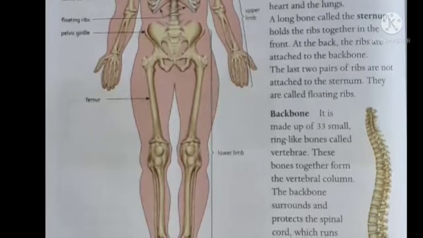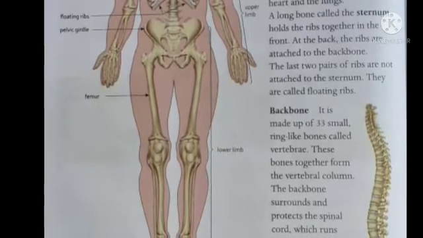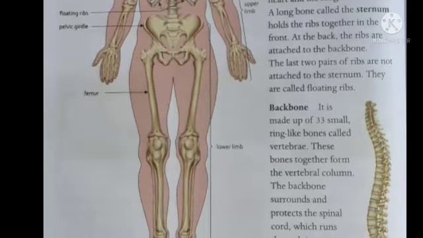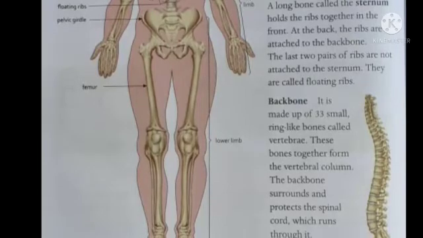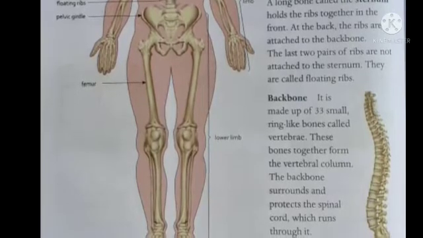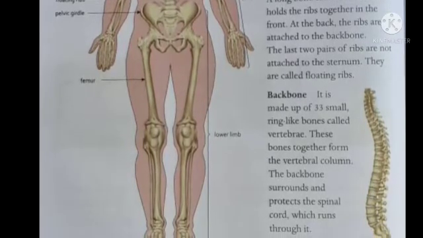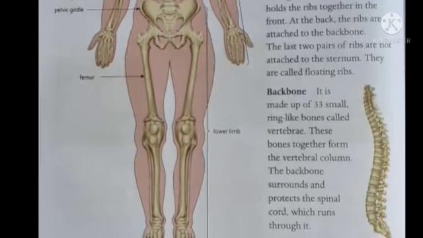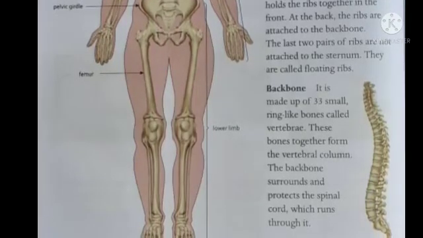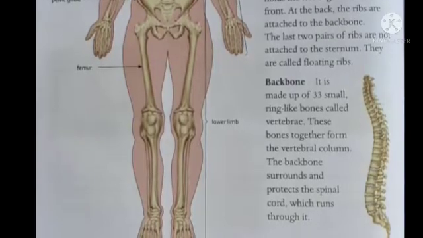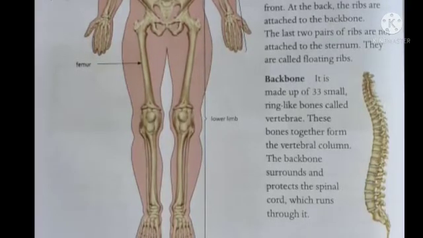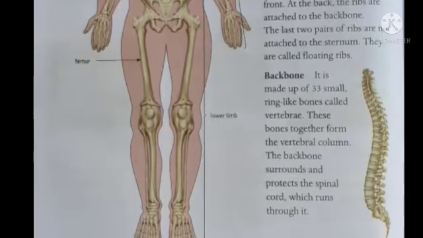Now students, the next one is the backbone. The backbone is the main part of the bone structure because it gives support to our body. It is made up of 33 small bones or ring-like bone structures called vertebrae. These vertebrae bones together form a vertical column called the backbone.